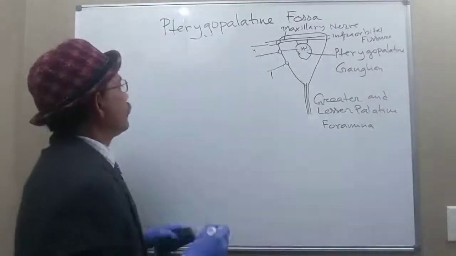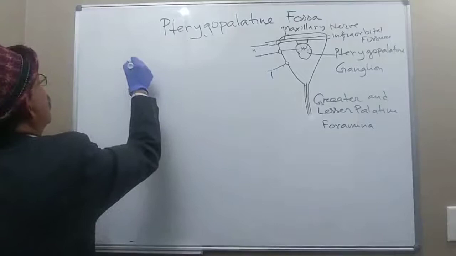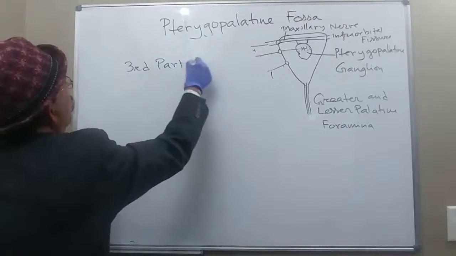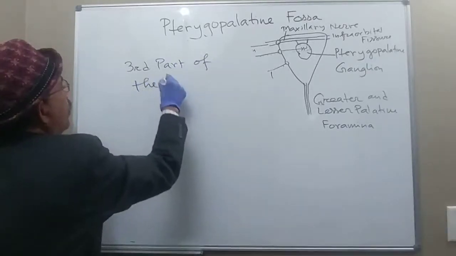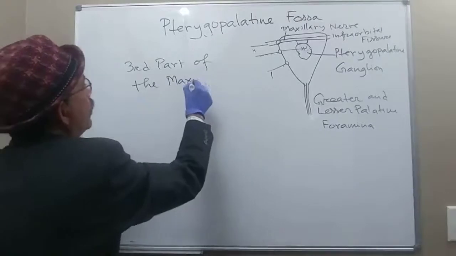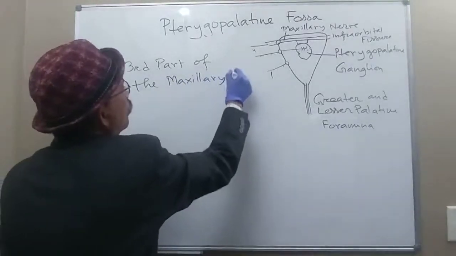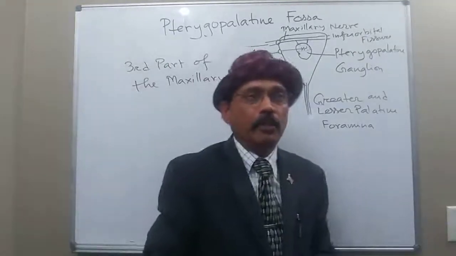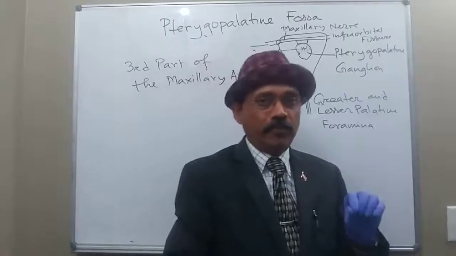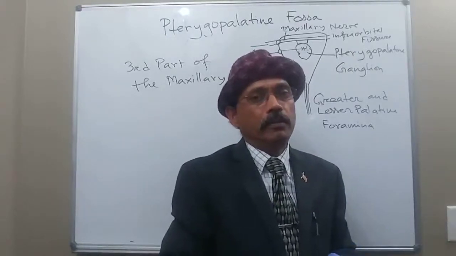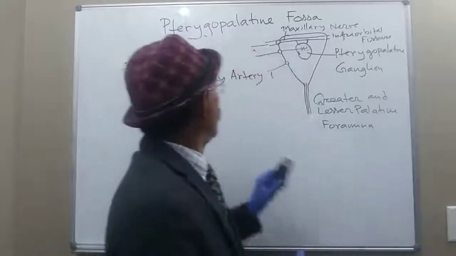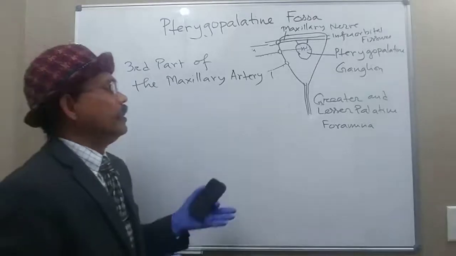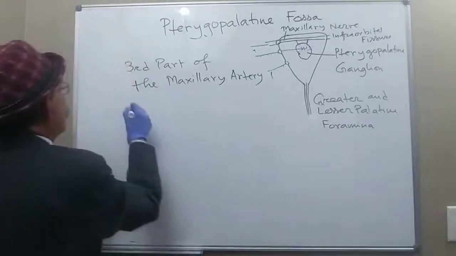of the pterygopalatine fossa. We just discussed the third part of the maxillary artery. We discussed that the third part means the part which enters the pterygomaxillary fissure, after passing between the two heads of the lateral pterygoid muscle. Okay, this is the third part of the maxillary artery, and it has multiple branches.